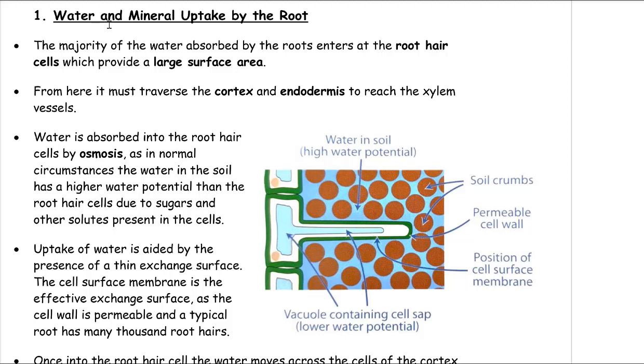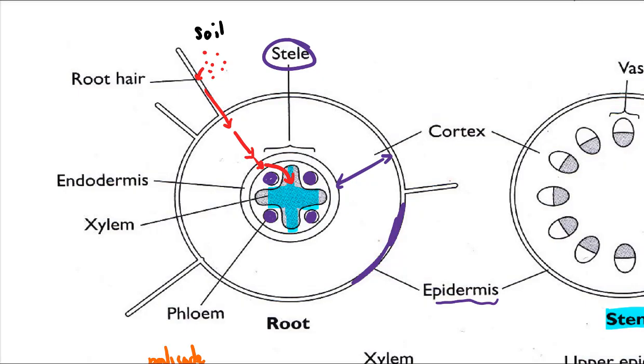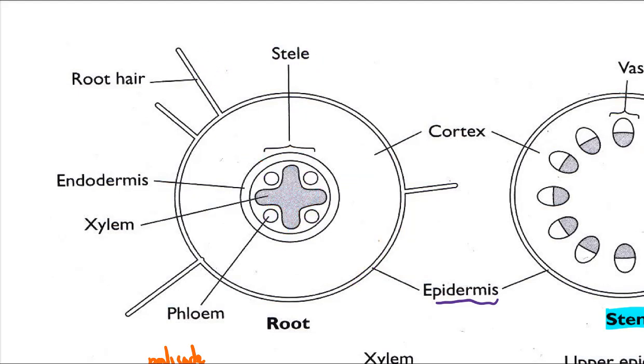The majority of the water absorbed by the roots enters at the root hair cells, which provide a large surface area. You'll remember from GCSE that they had this shape where they had little extensions, and those were important because they increase the surface area. Now, in the first section we talked about the structure of the root, and we said that you find the xylem within the stele, which is in the center part of the root. If water wants to enter the xylem, it has to enter the root hair cells, travel across the cortex, through the endodermis, and then into the xylem. So let's look in a bit more detail about that.